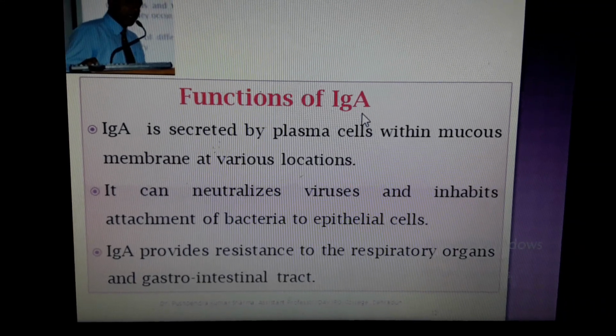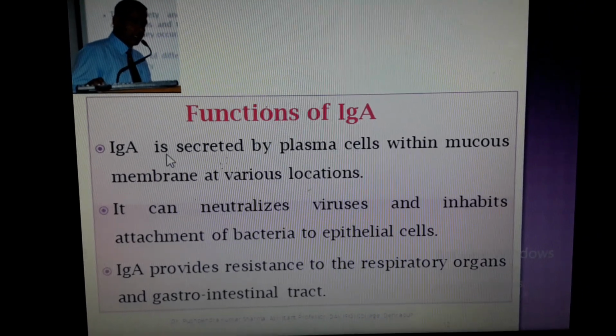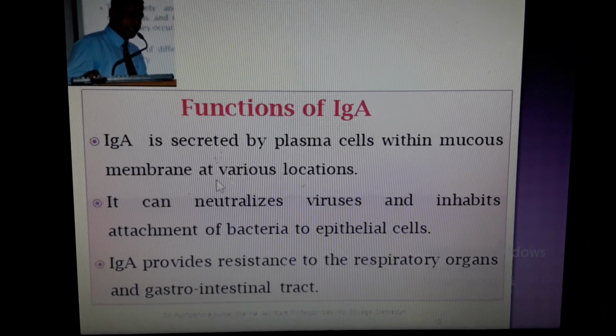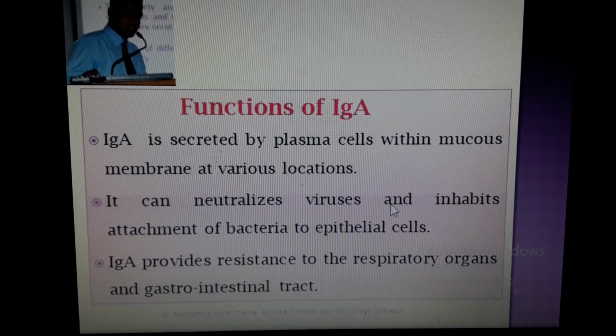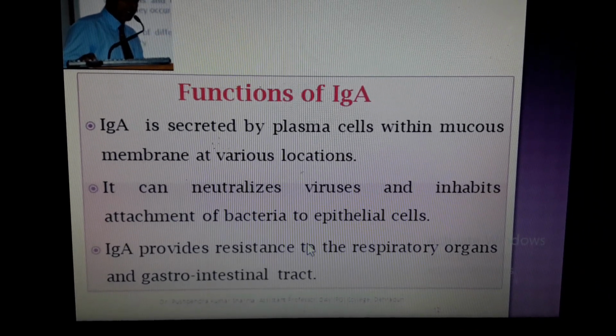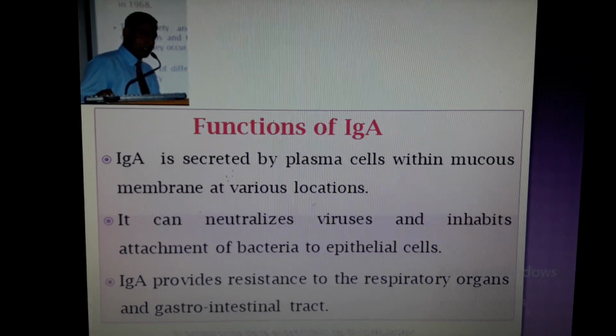Next, functions of immunoglobulin A. Immunoglobulin A is secreted by plasma cells within mucous membrane at various locations. It can neutralize virus and inhibits attachment of bacteria to epithelial cells. IgA provides resistance to the respiratory organs and gastrointestinal tract.